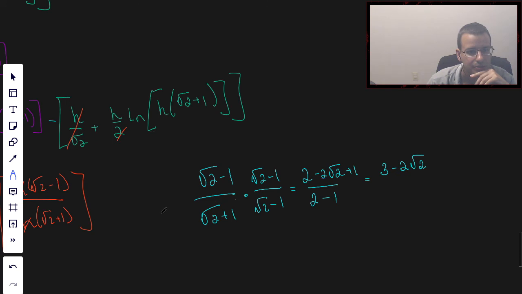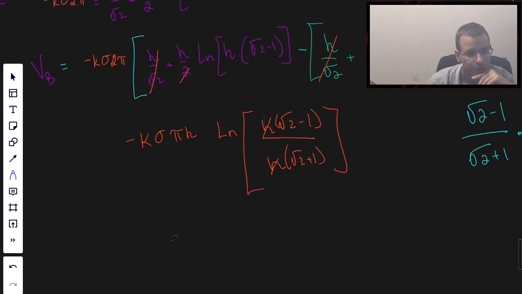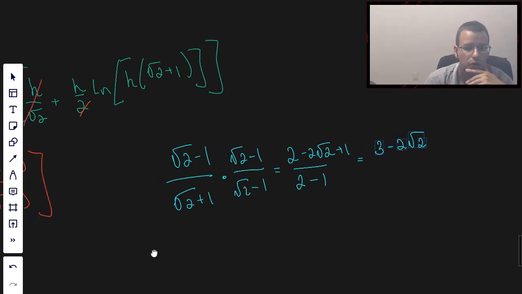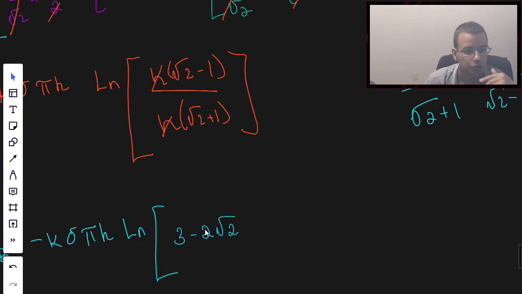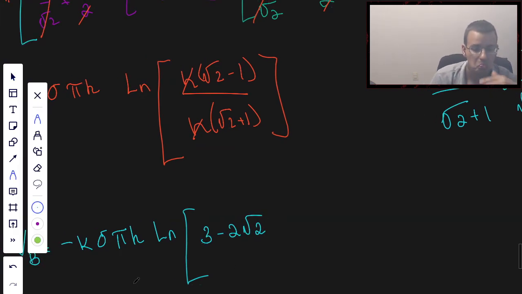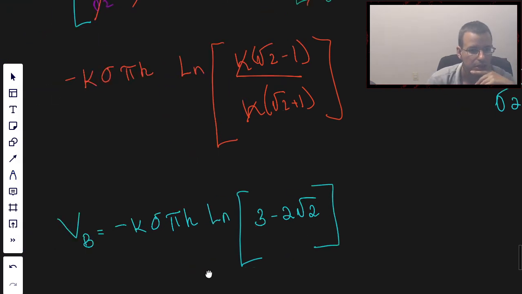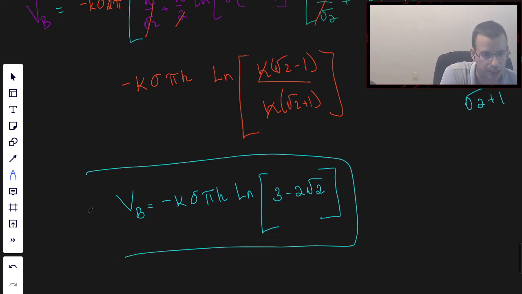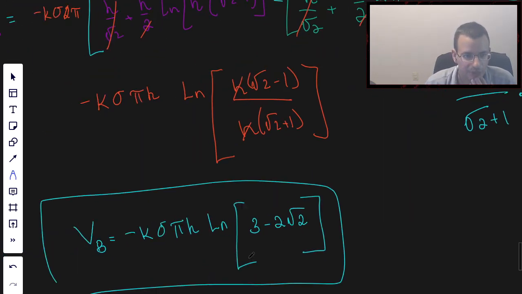Let's see, does that feel right? Maybe. So then we get voltage of B equals negative K sigma pi H natural log of 3 minus 2 times square root of 2. Seems plausible. So now this gives us the voltage at B. And there are different ways that you can resolve this. This is just the way that I chose.